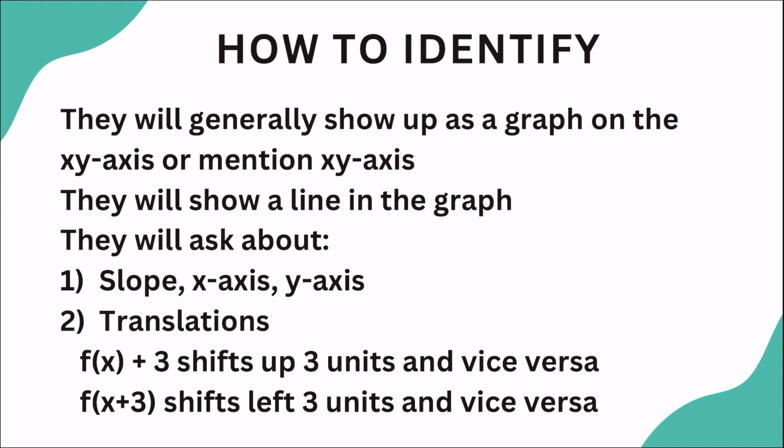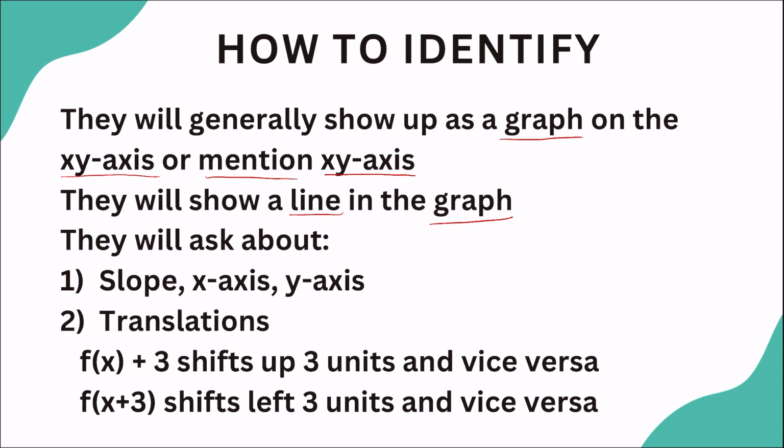Well, first, they'll generally show up as a graph on the XY axis, or they might just mention the XY axis. And what I mean by mention is that they'll say something like, the equation blank graphed in the XY axis does this. What is blank? And so they'll mention their function or equation being graphed in the XY axis, and that's another hint you're dealing with this concept. They'll show up as a line in the graph, and here's some common things they'll ask you about.